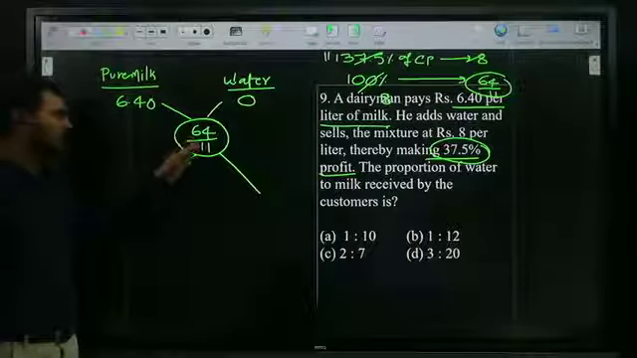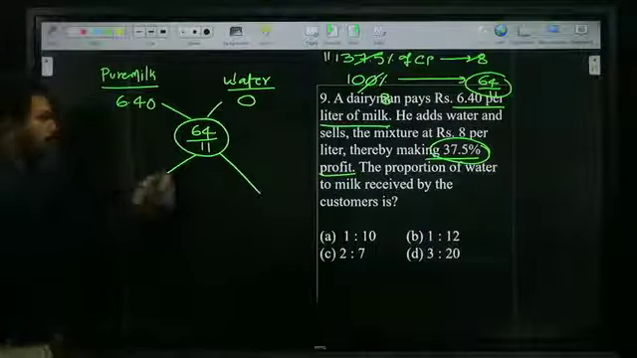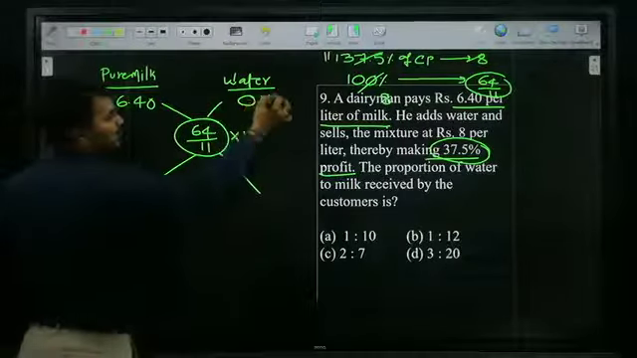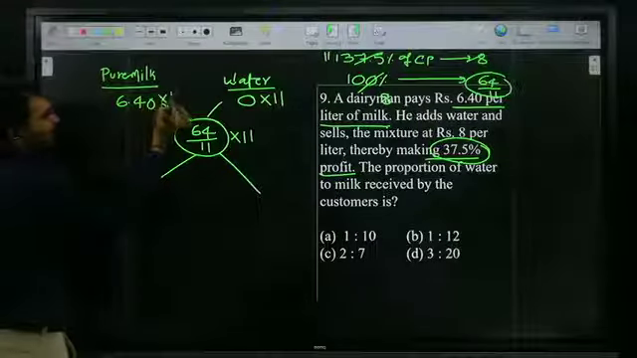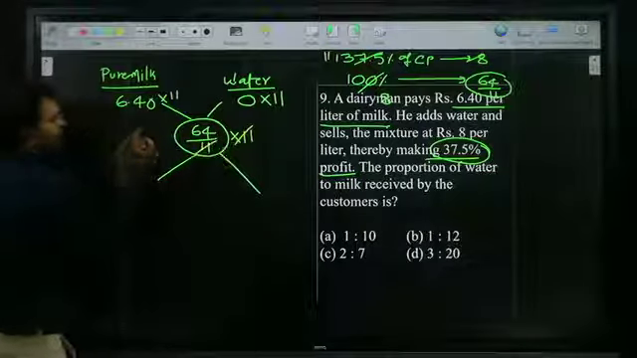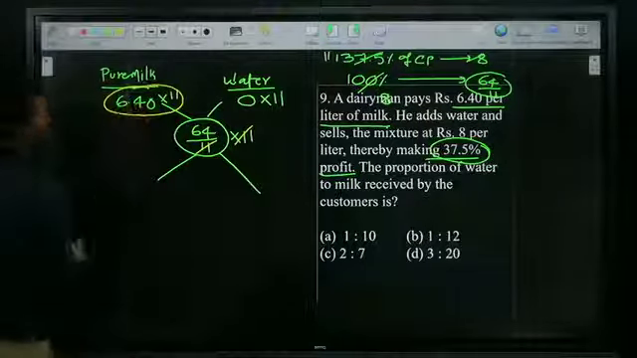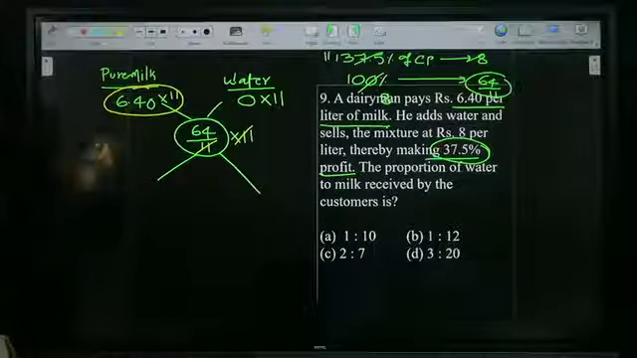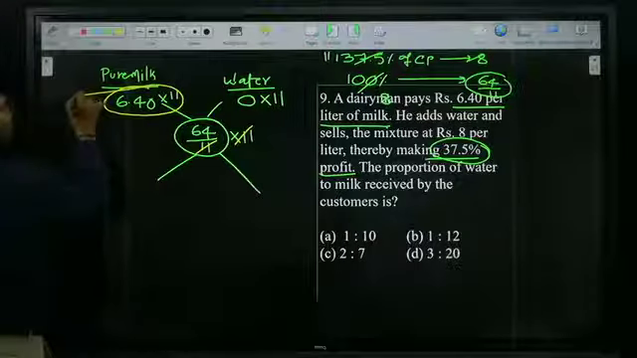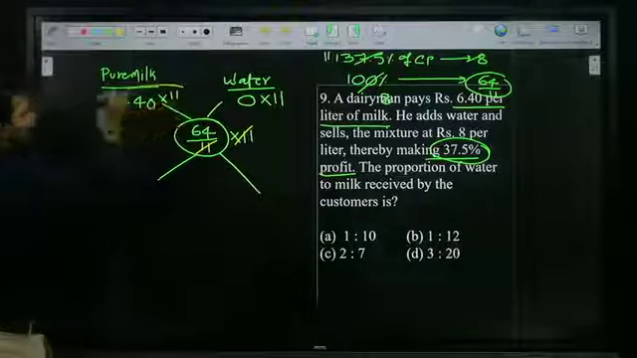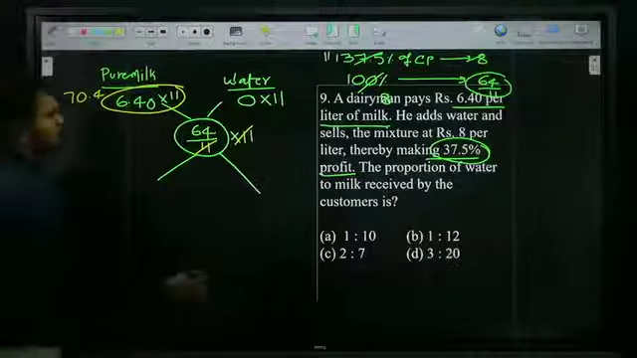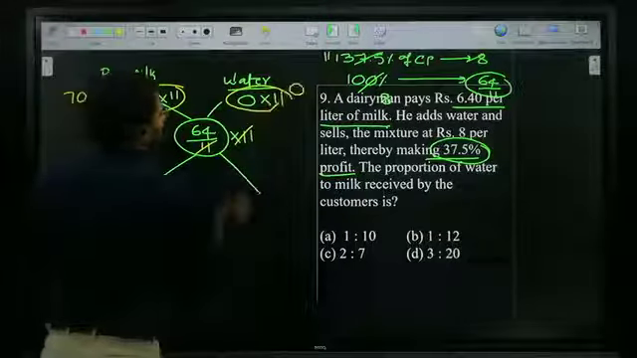This is a fraction. If you take it directly like this, it will take some time. Here a fraction is there, that is the reason. In order to get plain numbers, I multiply 11 with each and every number. No problem at all. Now cancel 11. 11 into 6.4 is how much? 10 into 6.4 is 64, plus 6.4 is 70.4. 11 into 0 is always 0. This is 64.